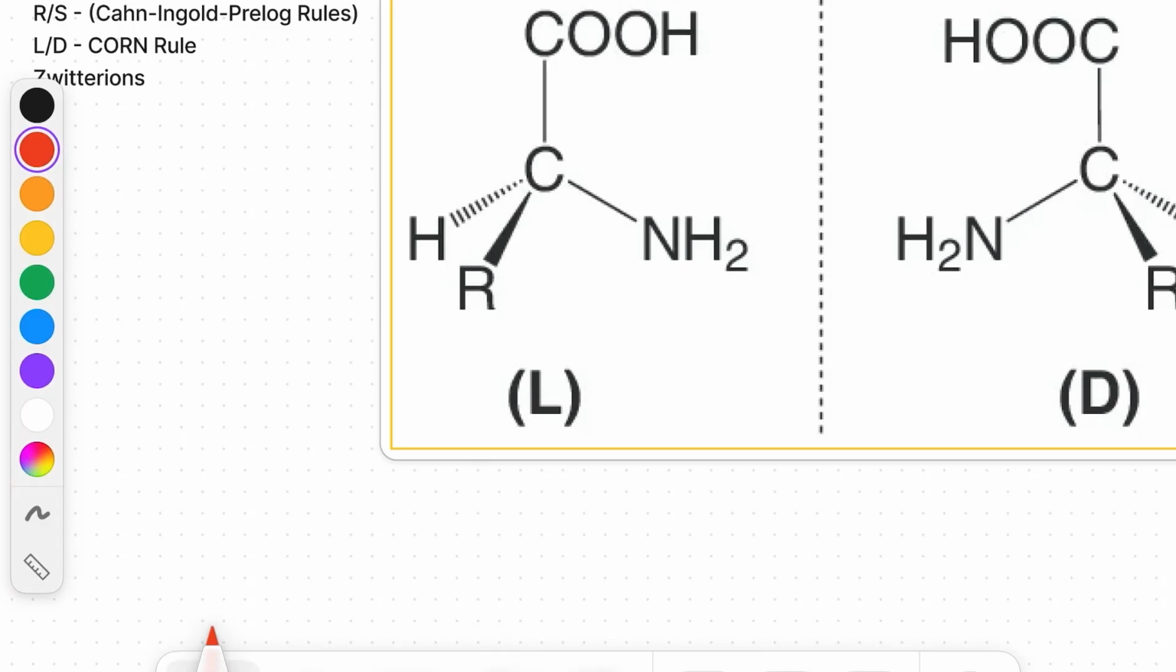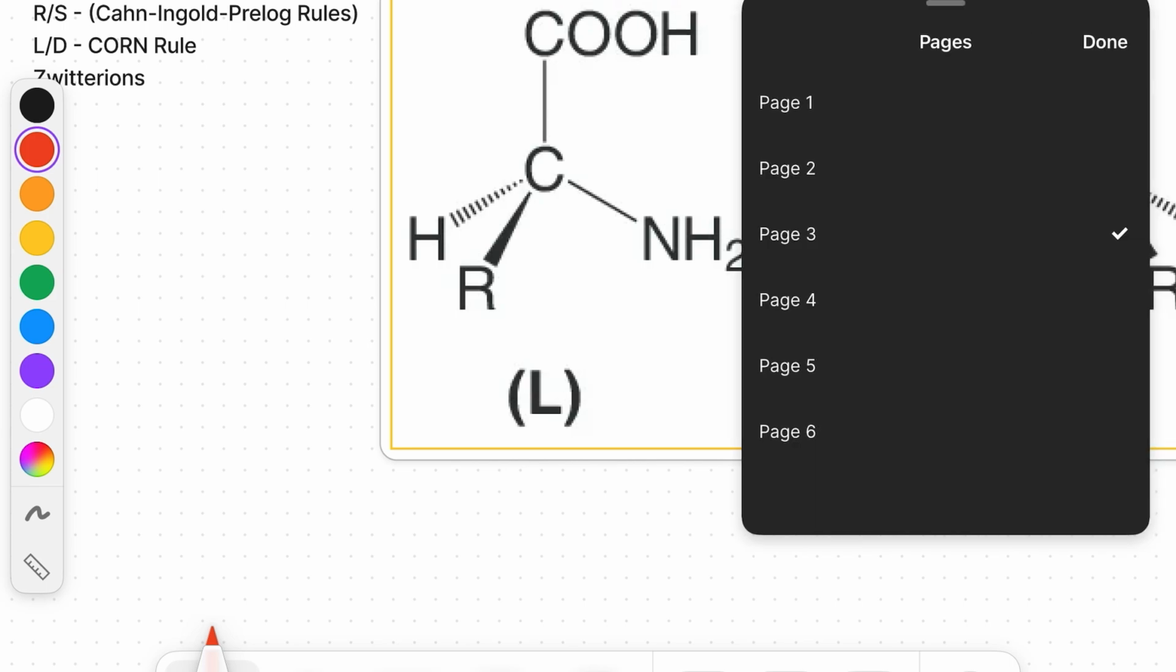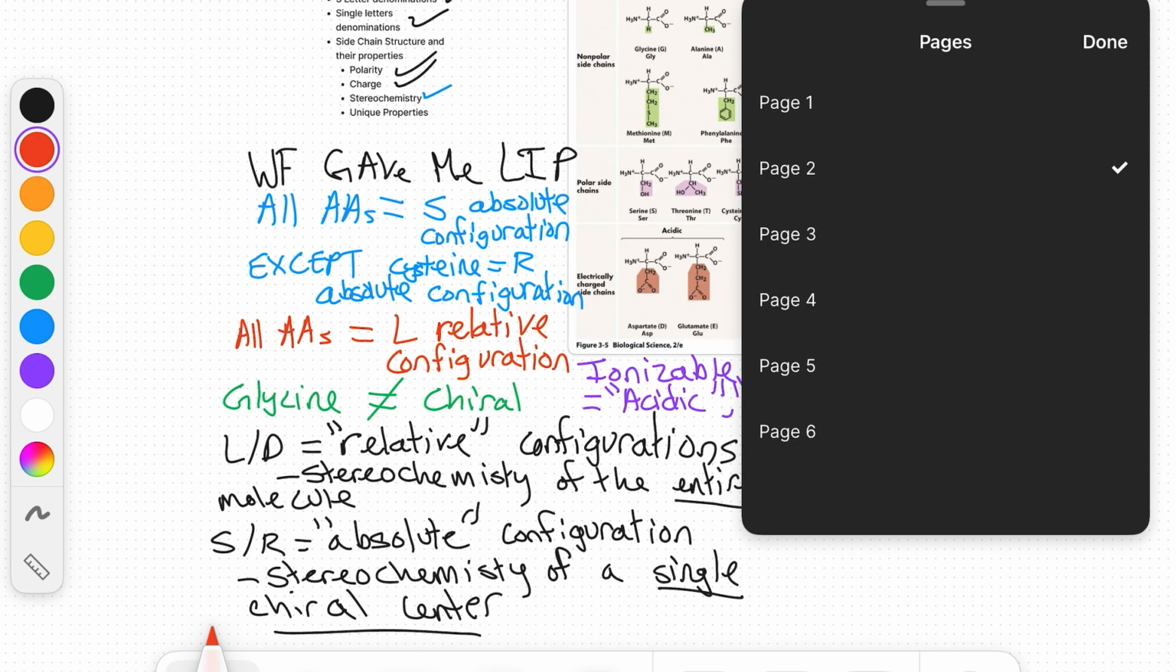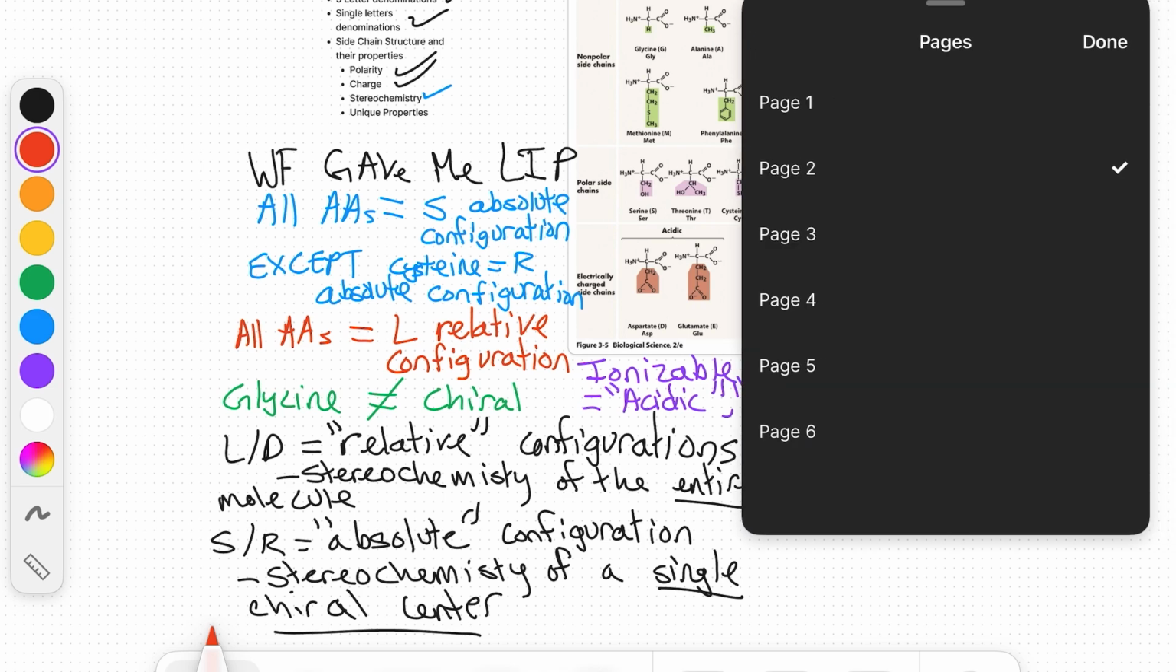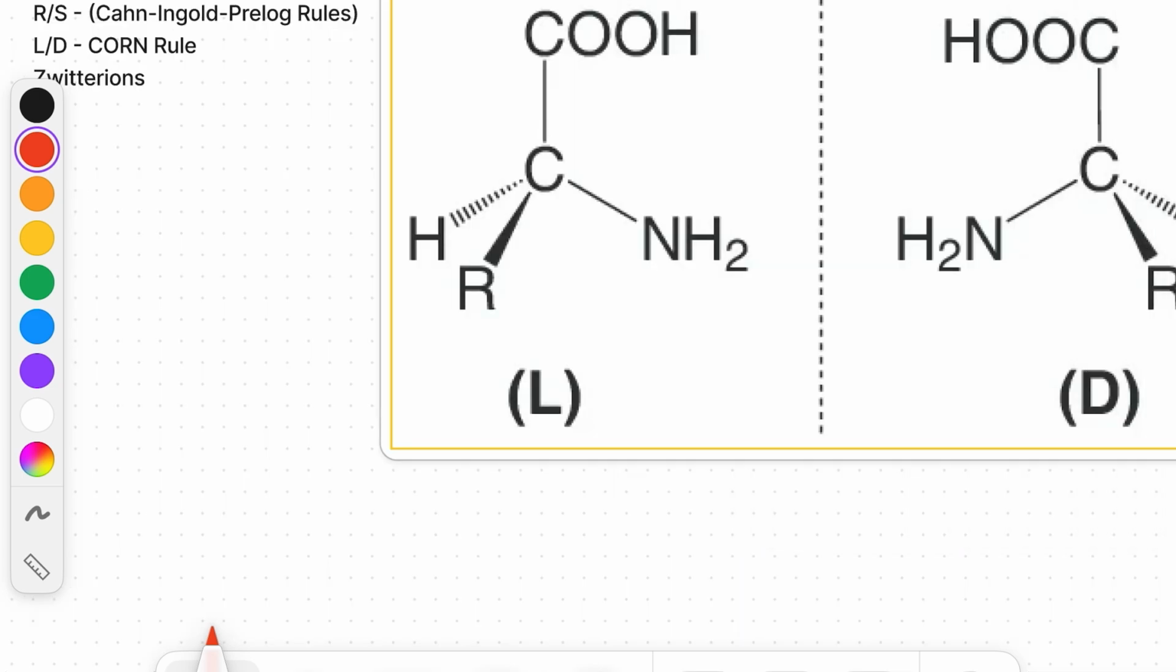Okay, on this episode, we're going to continue the amino acids. Last time, we left off with some unique properties of the amino acids, such as the L and D configuration, which is the relative configuration, and the R and S, which is the absolute configuration. And I kind of want to continue that a little bit here, specifically the L and D configuration.